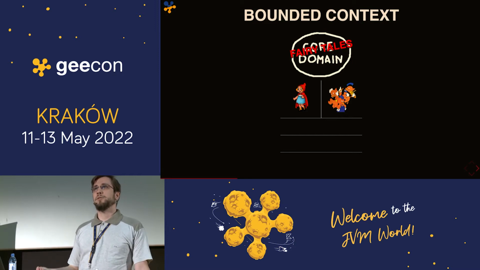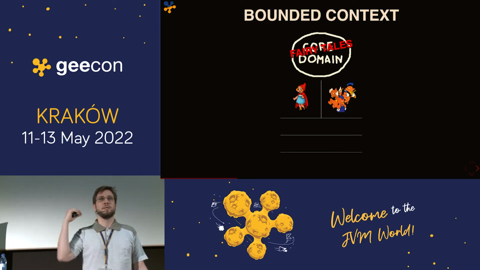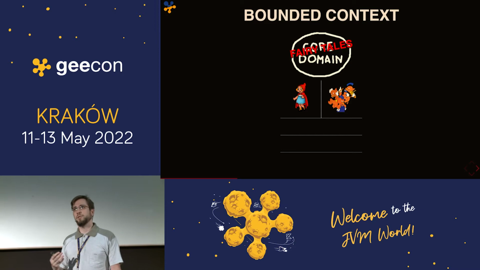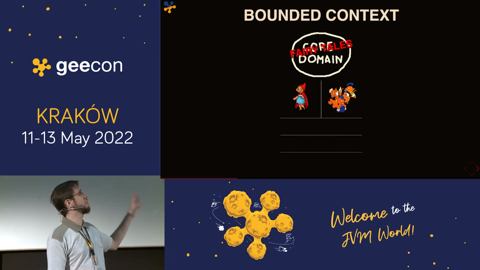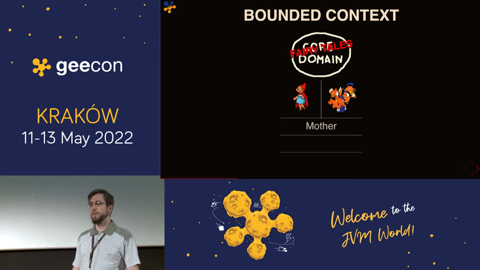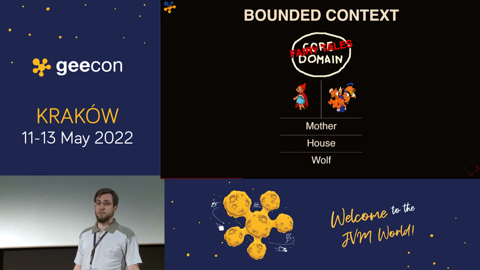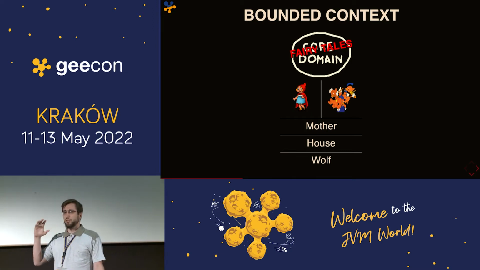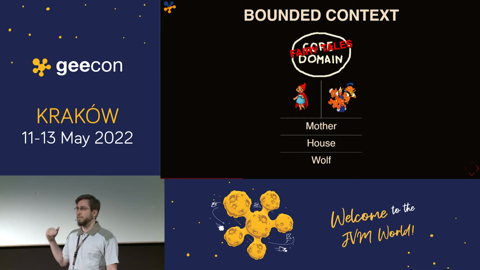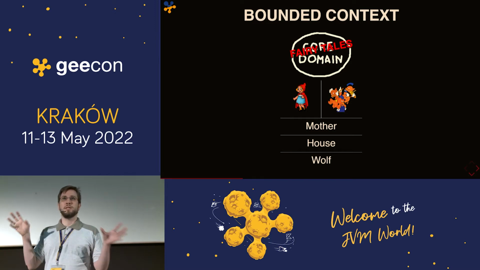And in a bounded context, it's crucial to spot the ubiquitous language, to spot the behaviors combined with the most crucial words. In both worlds, red hood and three pigs, we have the same nouns like mother, like house, like wolf, but each noun has different behaviors in each bounded context.